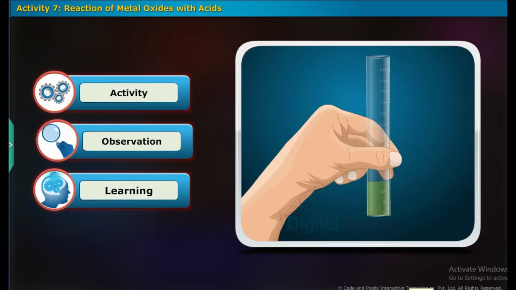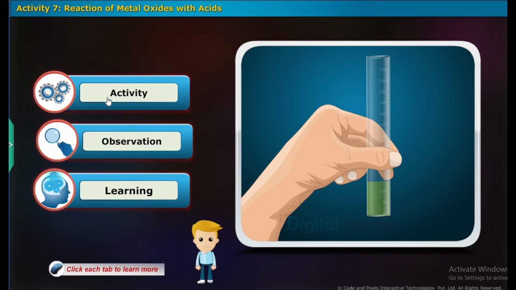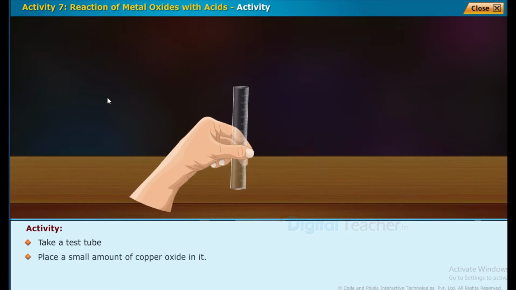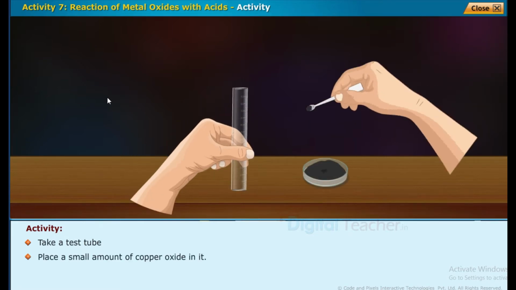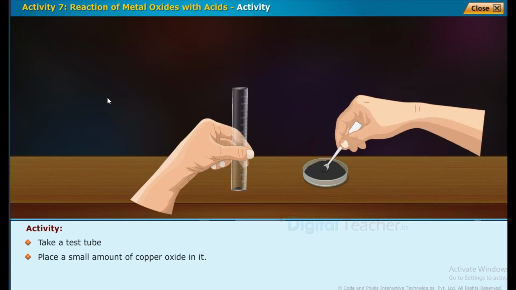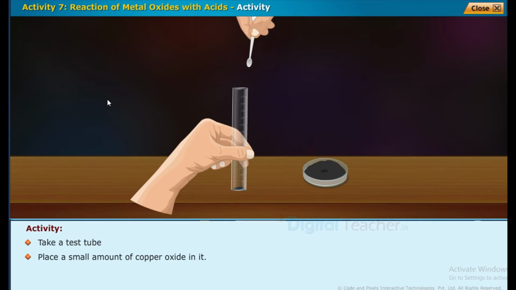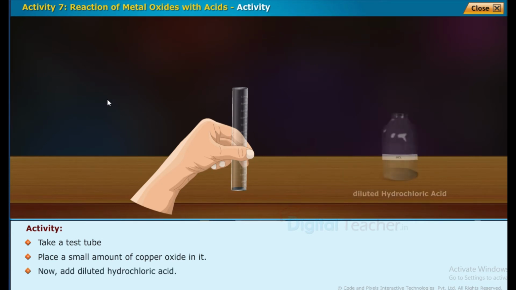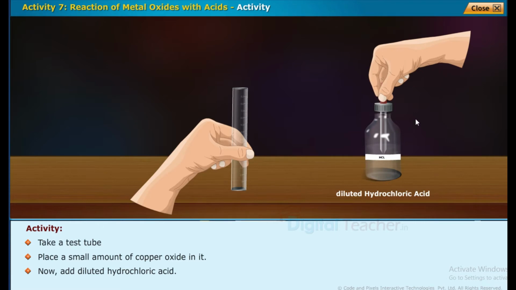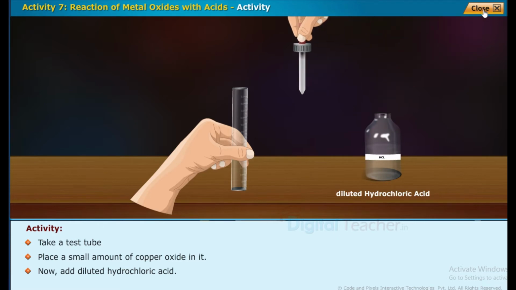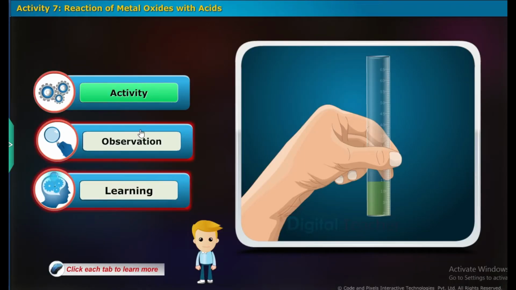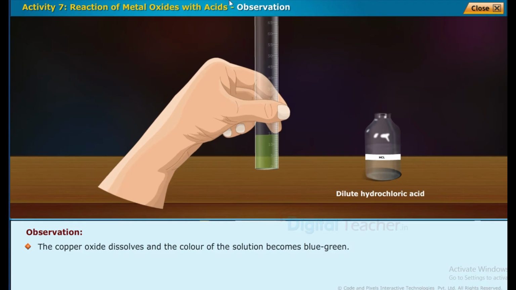Let us learn the reaction of metal oxides with acids. Click each tab to learn more. Take a test tube. Place a small amount of copper oxide in it. Now add diluted hydrochloric acid. The copper oxide dissolves and the color of the solution becomes blue-green.